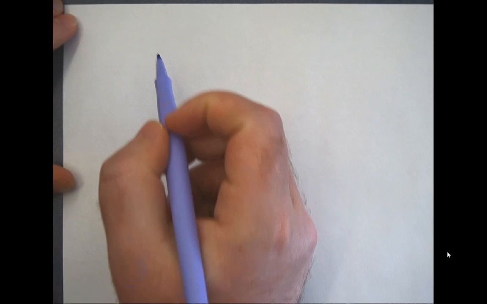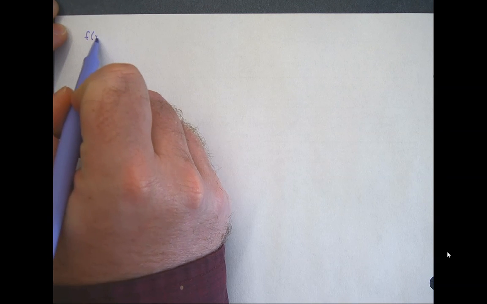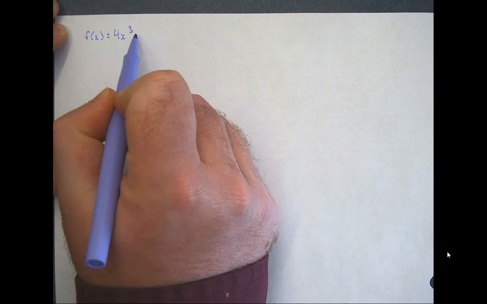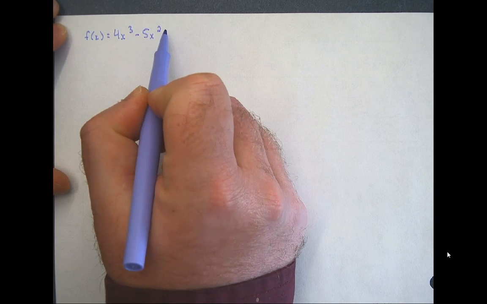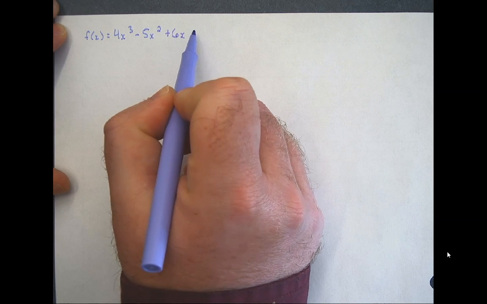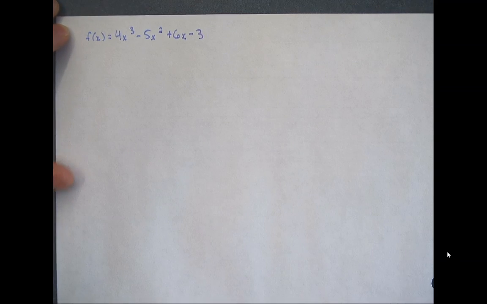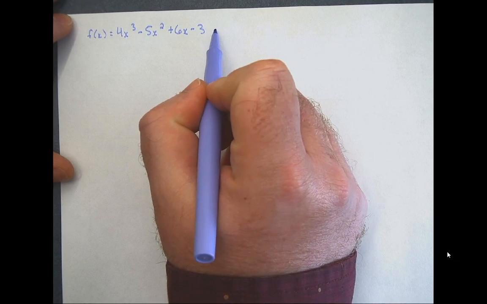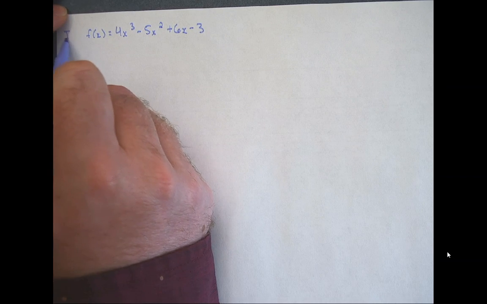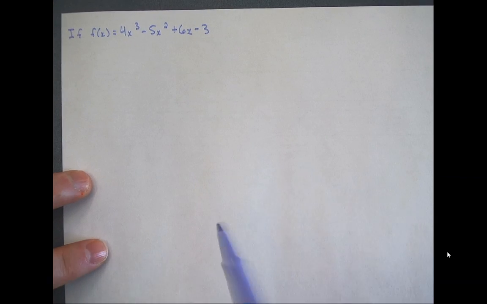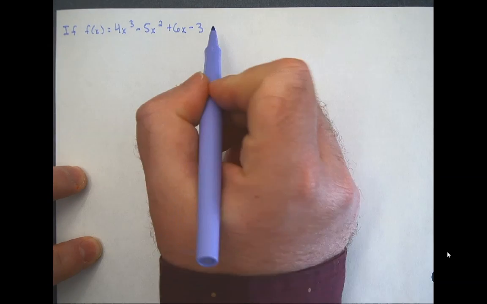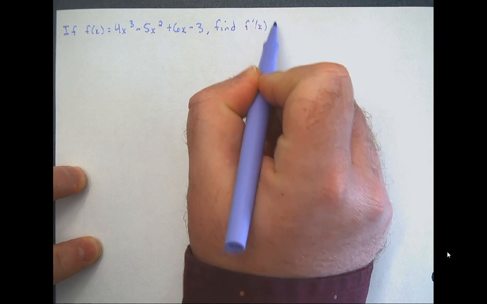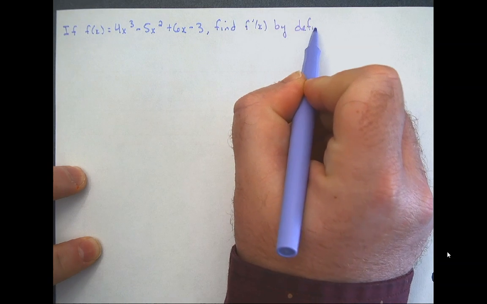By definition. So I'm going to take my function. f(x) is going to be equal to 4x cubed minus 5x squared plus 6x subtract 3. Now you have to do this by definition. You don't have to write this part down. You can just watch if you want to. If f(x) equals that, find f prime of x by definition.